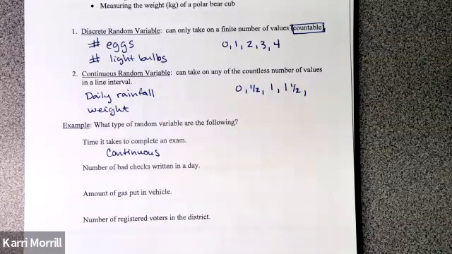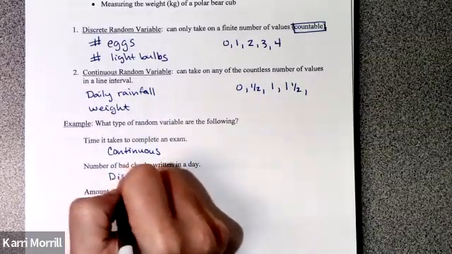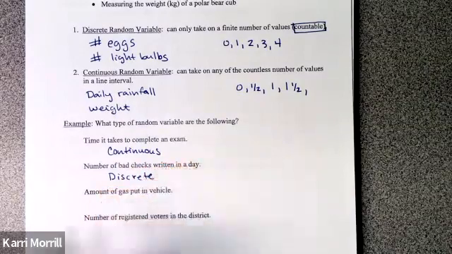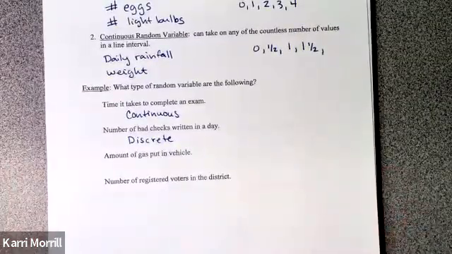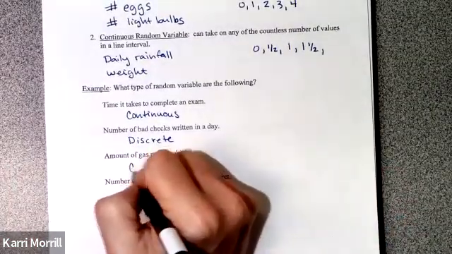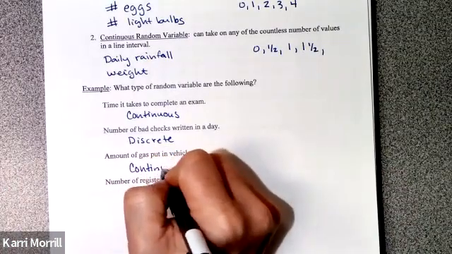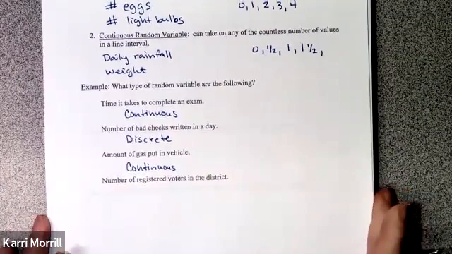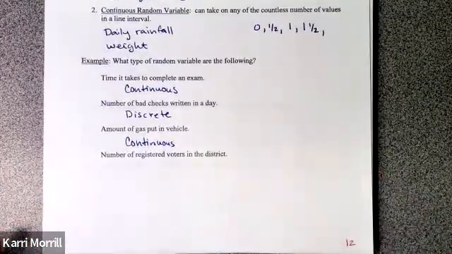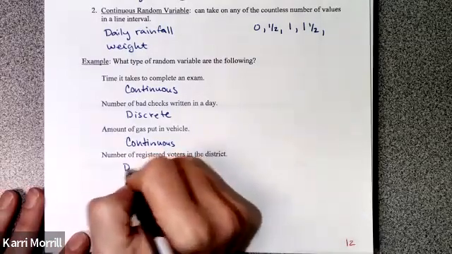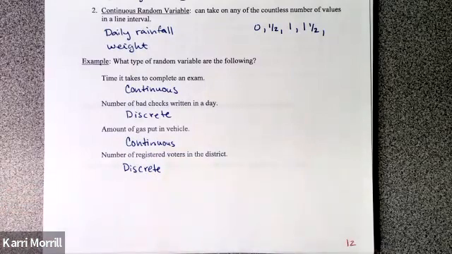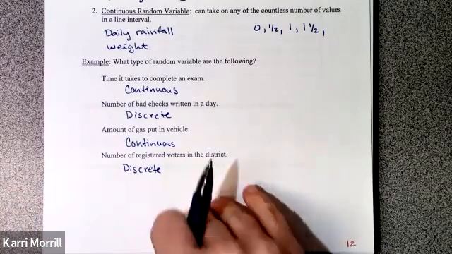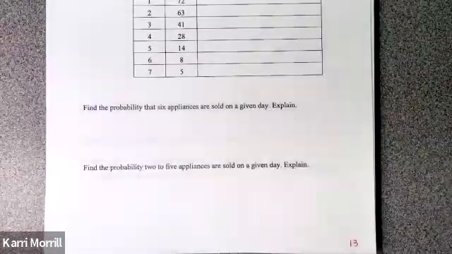Number of bad checks written in a day. That's kind of an awful example, isn't it? That would be discrete. You can count them. It can be a whole number. Amount of gas put in a vehicle would be continuous. As hard as you try, you're probably not going to get to the exact drop of an exact gallon. Number of registered voters in a district. You can't have a part of a person. So it's discrete. So let's turn the page and let's move on from that.